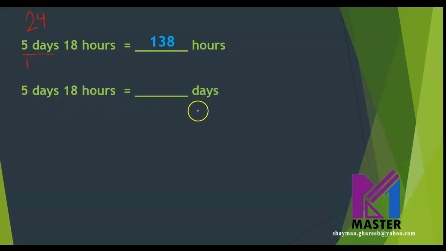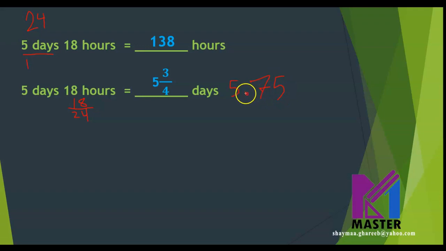5 days, 18 hours in 2 days. Which means this is a big unit, so I will write it as a mixed number or a decimal number. 18 hours will be written as a fraction of a day, so it will be 18 over 24. When you divide up and down to get the simplest form, I can divide up and down by 6. I will get 3 quarters, so I can write it as 5 3/4 of the day, or 5.75 as a decimal number.